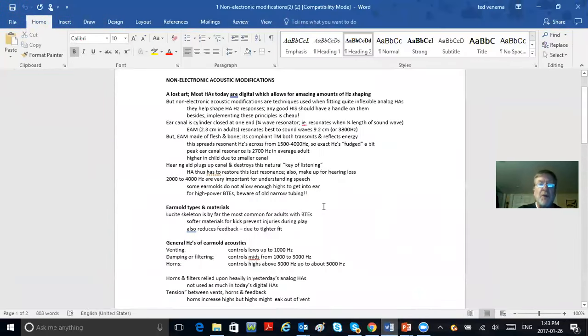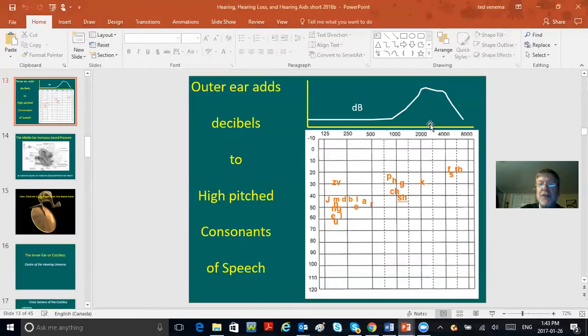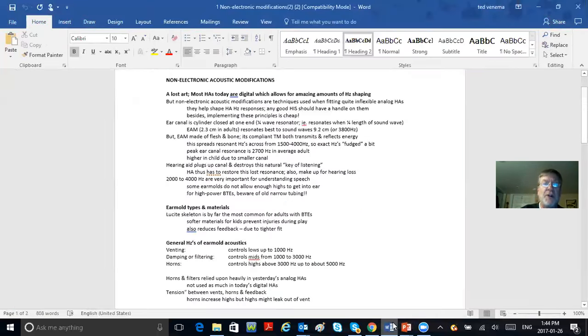Okay, so the ear canal is made out of flesh and bone, so the resonance is spread out a bit, so the exact frequencies are fudged a bit. Always remember this, the peak ear canal resonance is 2,700 hertz in the average adult. So the peak resonance, this peak right here, would be about 2,700 hertz. Okay? That's something else to always keep in mind.